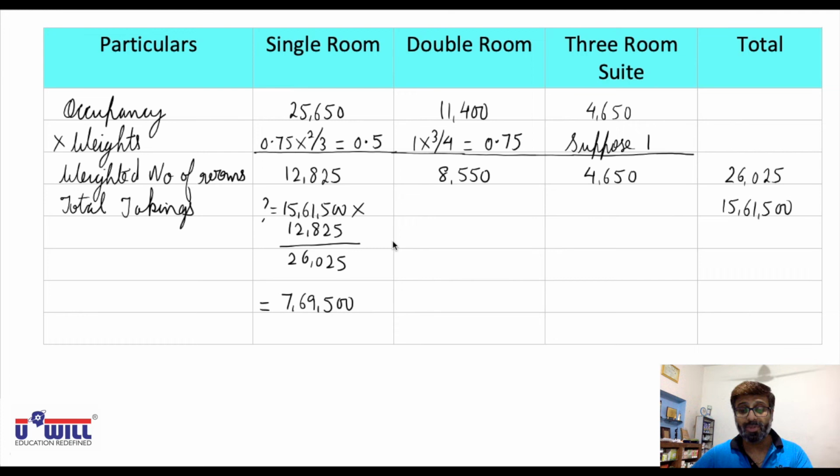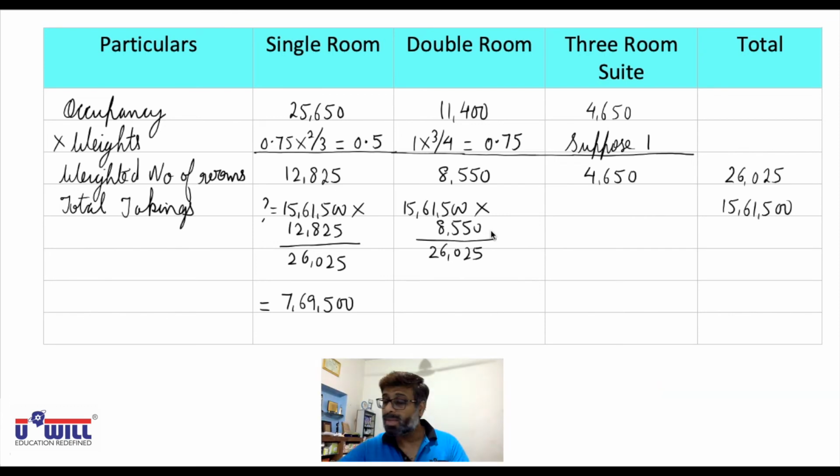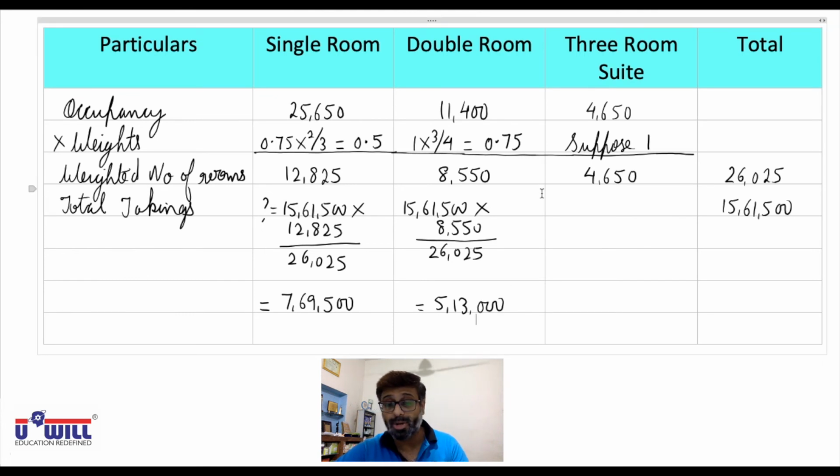Same way, how much will we recover from double room? 1561500 into 8,550 divided by 26025. What you have to do is simply press 8550 and equal to, you'll get the answer. 5,13,000 is what we have to recover from double room. And same way from triple room, simply press 4650 and equal to, okay, the shortcut method is 15,61,500 divided by 26025.